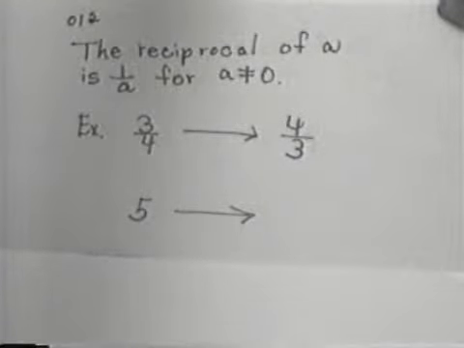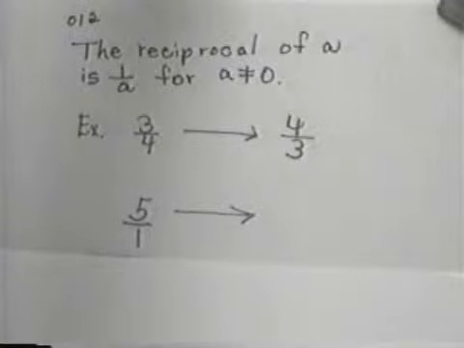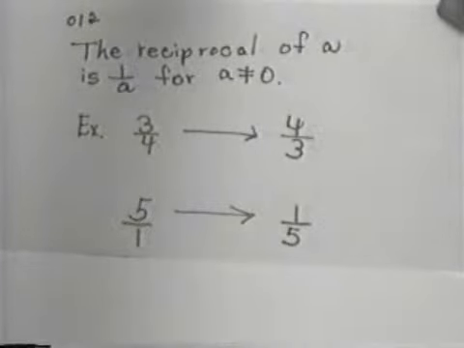If we wanted to find the reciprocal of 5, it would be easier if we make 5 look like a fraction first. So if we put 5 over 1, then flip it, we'll come up with 1/5. The reciprocal of 5 is 1/5.